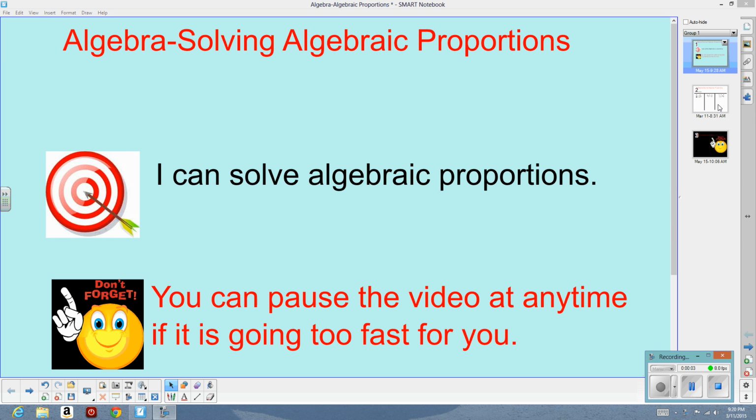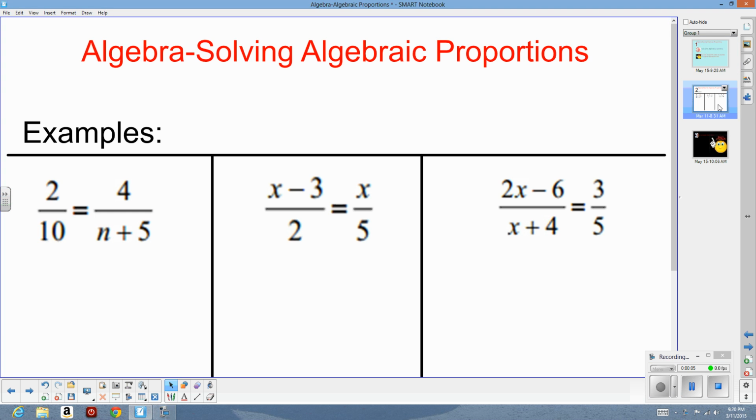In this lesson, you will solve algebraic proportions. Remember, in a proportion, the cross products are equal. So we're going to go ahead and solve this first one by writing an equation showing the two cross products being equal. I'm going to start with this.